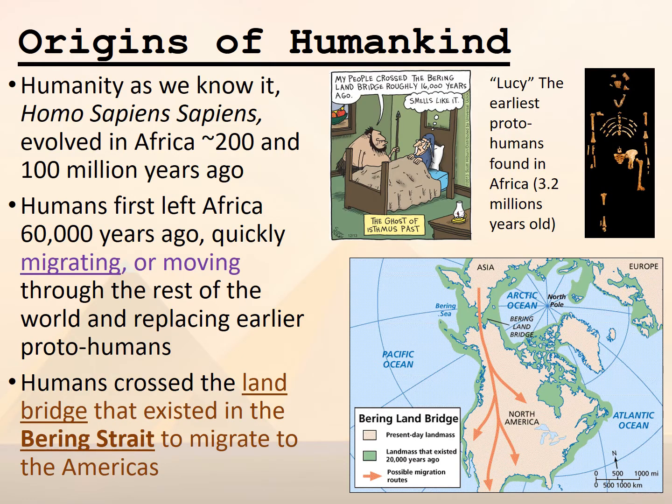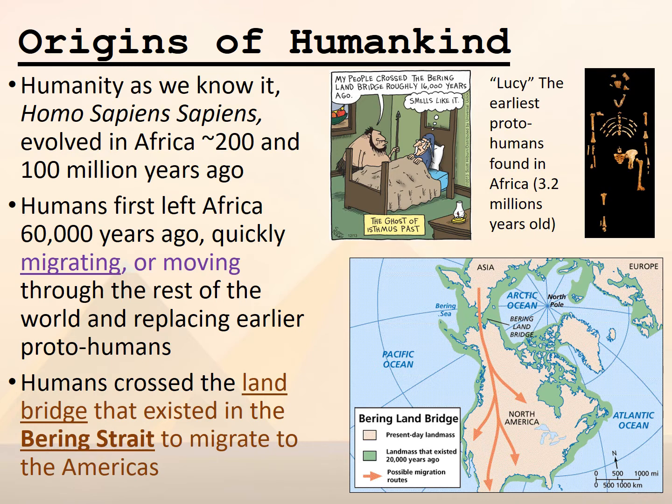So, the origins of humankind. Humanity as we know it, what we ourselves are known as, Homo sapiens sapiens. Basically, it's a rough translation of one and the same, those who think. And we are thought to have evolved sometime between 200 and 100 million years ago in Africa.